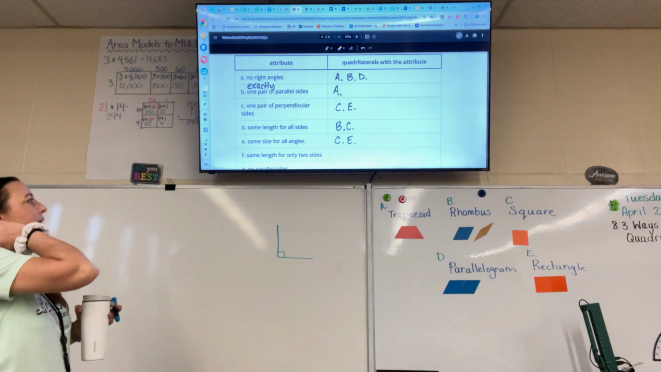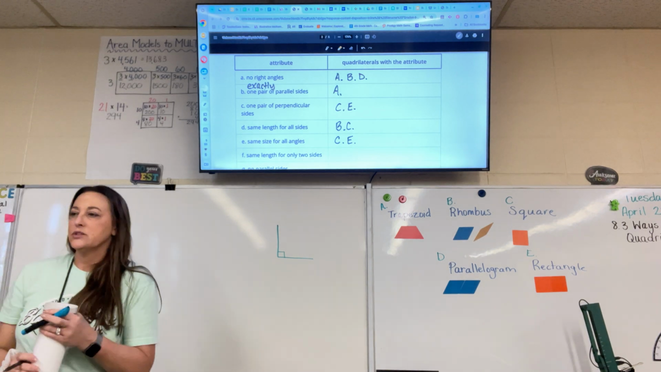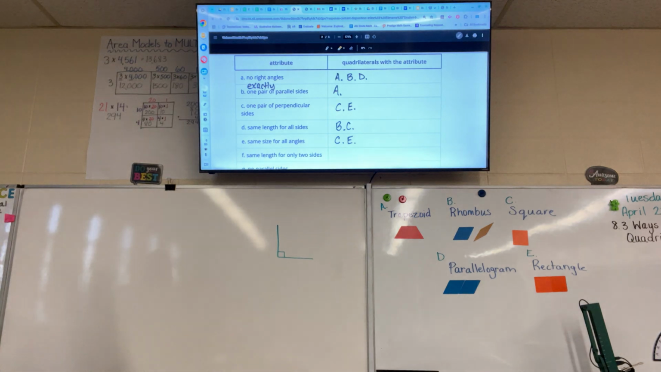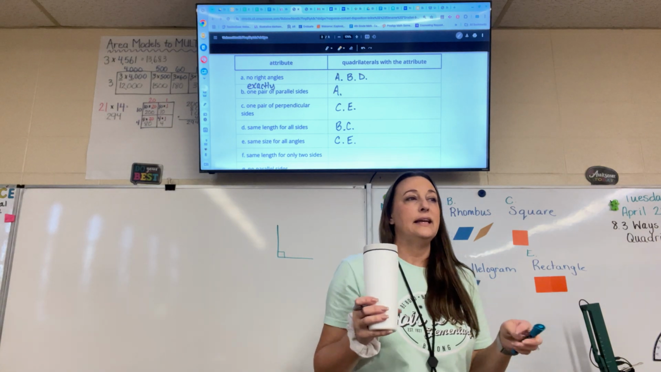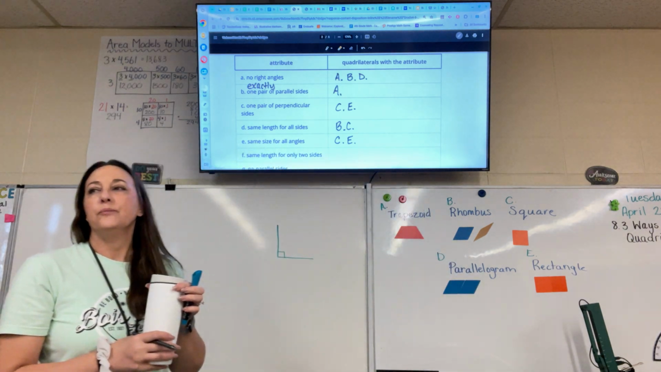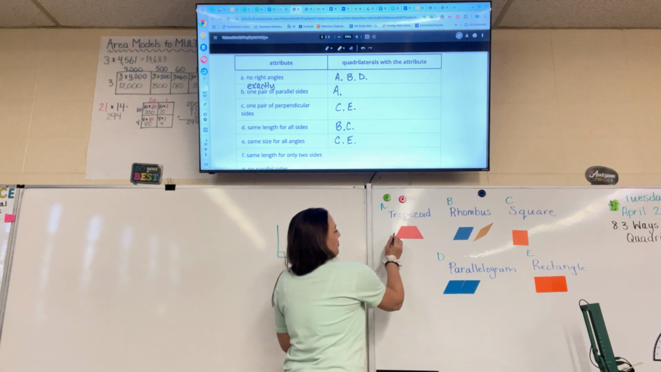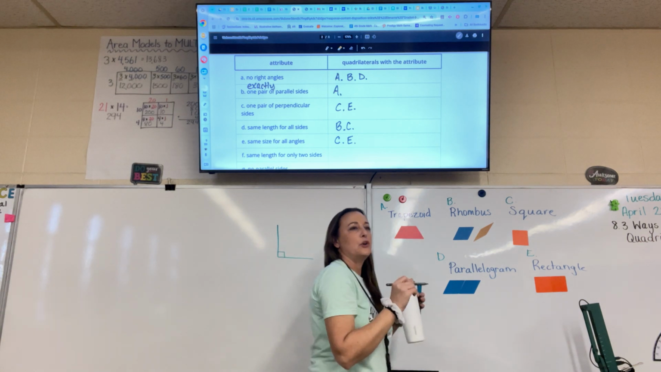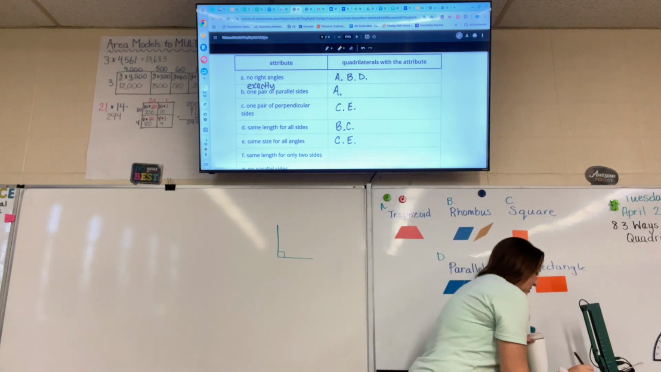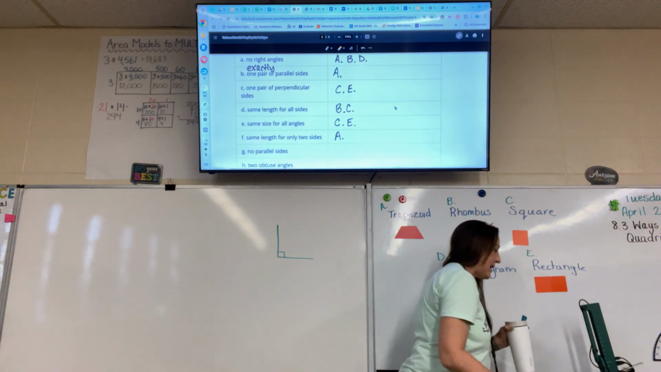The same length for only two sides. So this figure has two sides that are the same length, and those are the only two sides that it has that are the same length. Lily? Rhombus. No. Wyatt? Trapezoid. Trapezoid, yes. So its left and right side are the same, but the top and bottom are not. Does that make sense? Okay, so a trapezoid has the same length for only two sides.